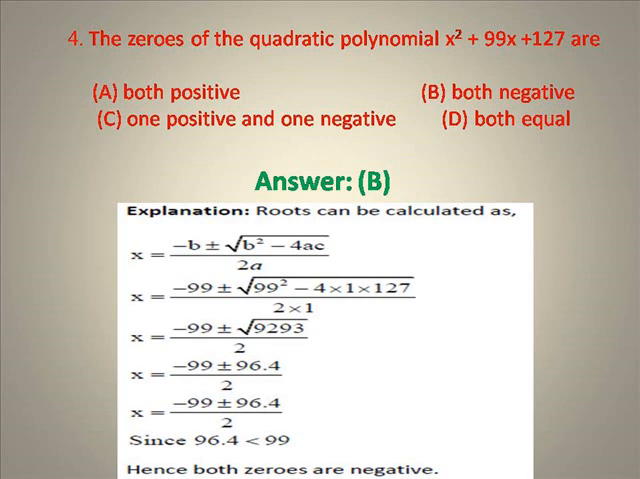Here you can use the quadratic formula that you have learned earlier: x equals minus b plus minus root under b square minus 4ac, divided by 2a. After putting in the values of a, b and c, you will get the value of x. And you can see that minus b is minus 99, and inside the root it is 9293, and its square root is approximately 96.4. Since 96.4 is less than 99, both the zeros will be negative.